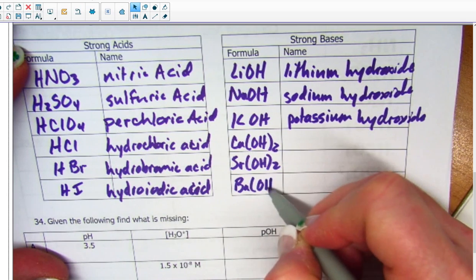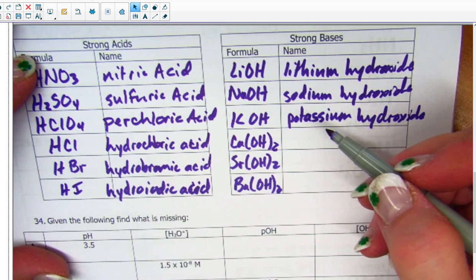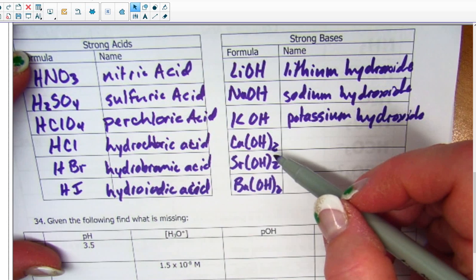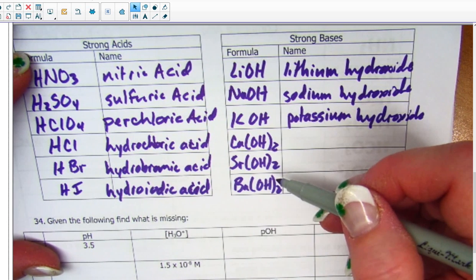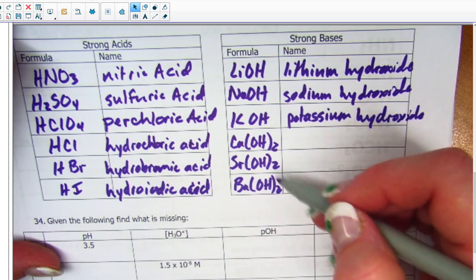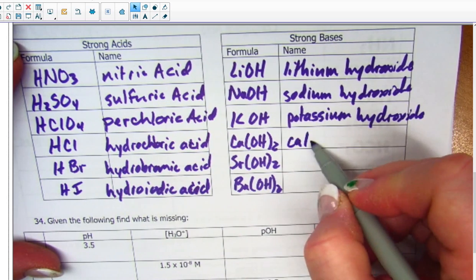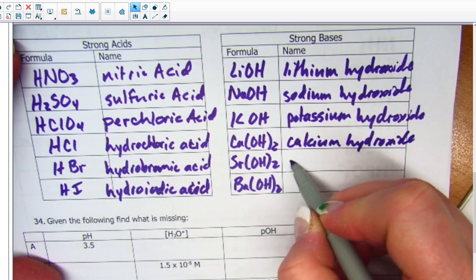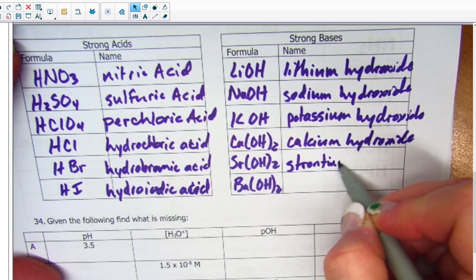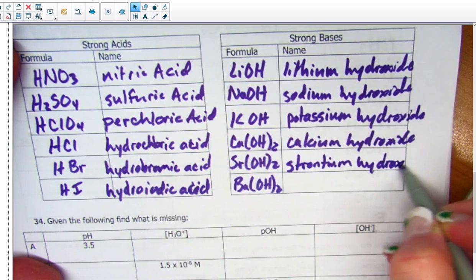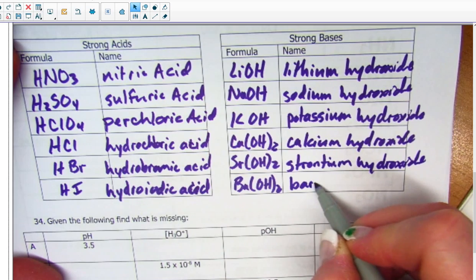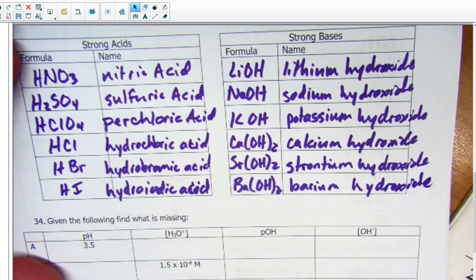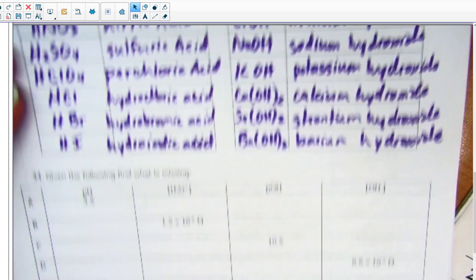Now, oftentimes, and I think there's a question in your homework, it takes magnesium hydroxide as being strong, and sometimes they say the first 2 columns, any hydroxide is strong. So take that with a grain of salt, but these are the strongest. And remember, strong means 100% ionized, 100% ions.